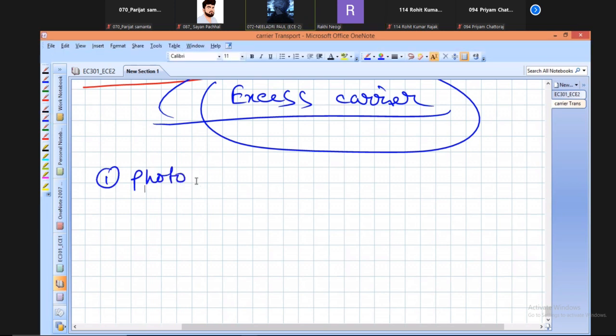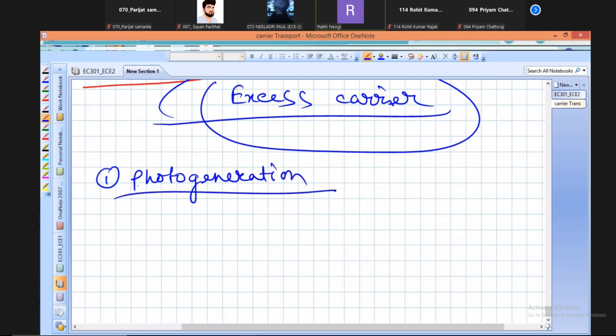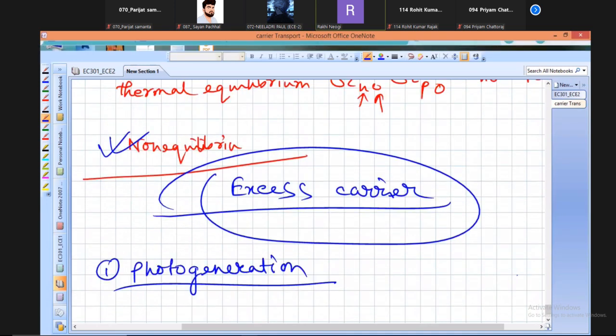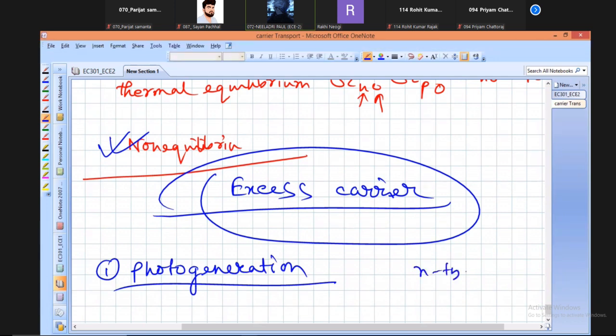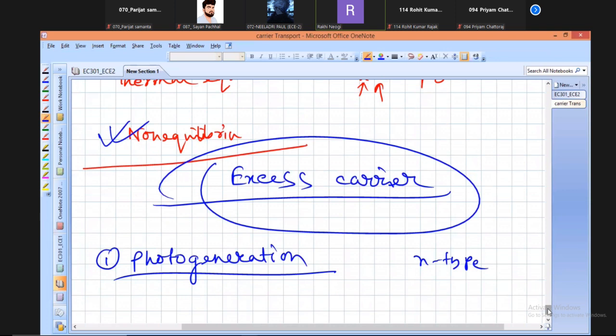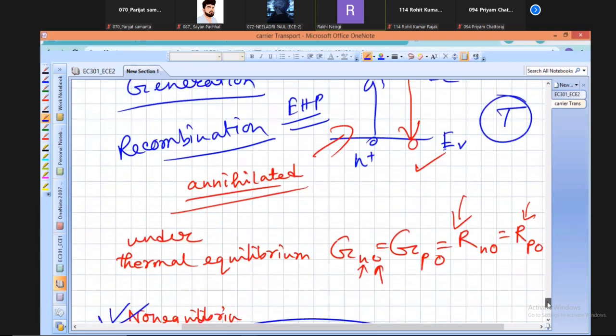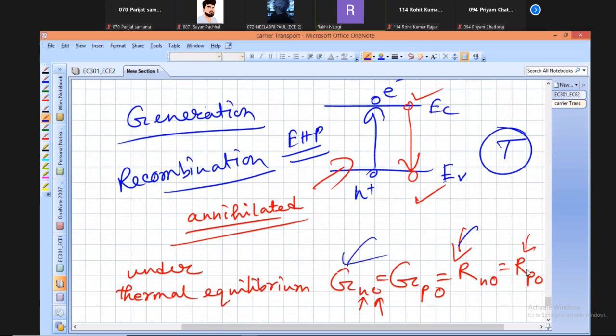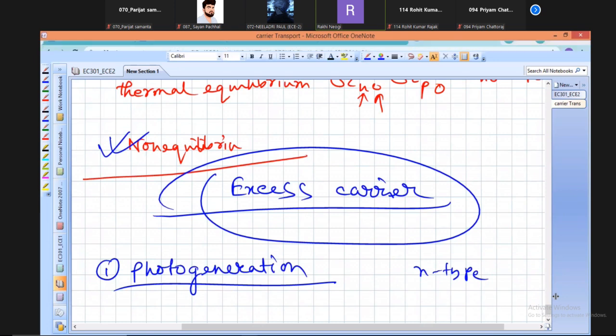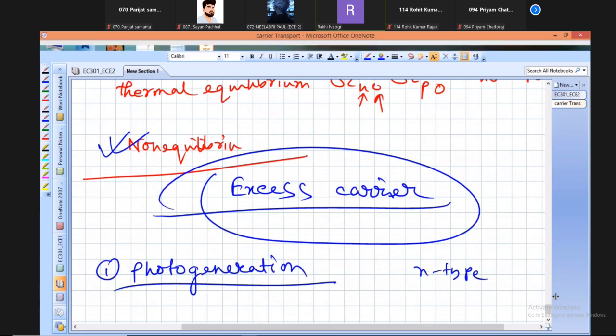Ma'am, is this happening in the intrinsic semiconductor or extrinsic? Everywhere. Suppose I am taking an extrinsic semiconductor, then why is there no acceptor energy level and donor energy level there? I'm not saying any energy level. I say generation rate and recombination rate. Not only intrinsic, also extrinsic, here extrinsic n-type. In the n-type semiconductor, majority carriers are electrons, minority carriers are holes.